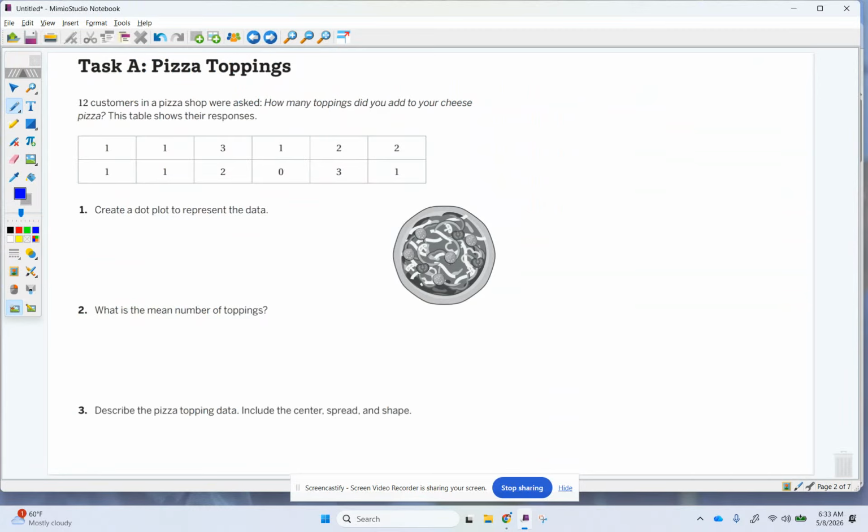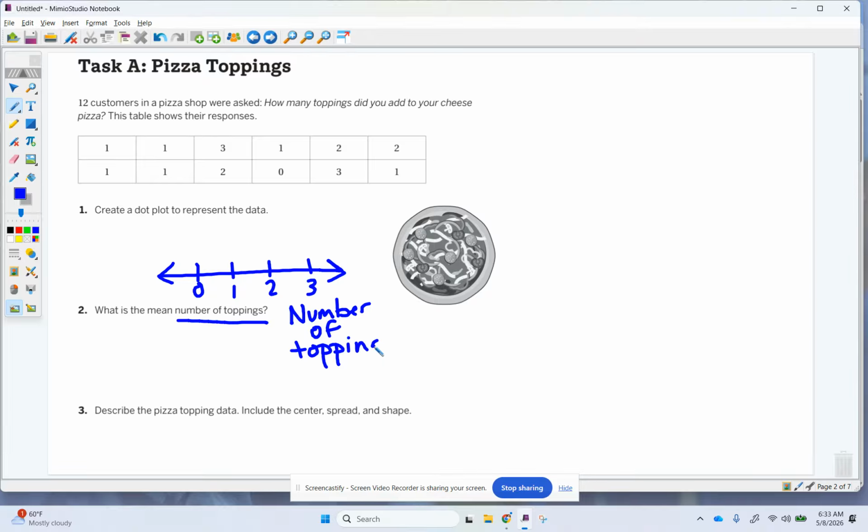I look and the lowest number is a zero, the biggest number is a three, and so I would have just done a little dot plot like this with a zero, one, two, and three, and I try to make the numbers evenly spaced. And then along the bottom, I would have written number of toppings. Because we're just talking about toppings, it's not in percents or dollars or anything like that. It's just in the number.